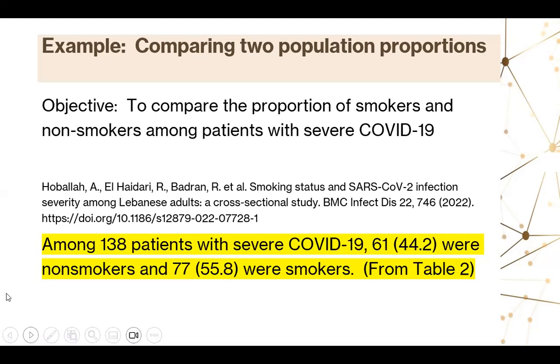Our usual go-to when we want to look for articles is PubMed. And I found this article by Hobala El Haidari et al. It's entitled Infection Severity Among Lebanese Adults, a Cross-Sectional Study. And from table 2, I was able to construct this sentence from the data shown in table 2. Among 138 patients with severe COVID-19, 61 or 44.2% were non-smokers and 77 or 55.8% were smokers.